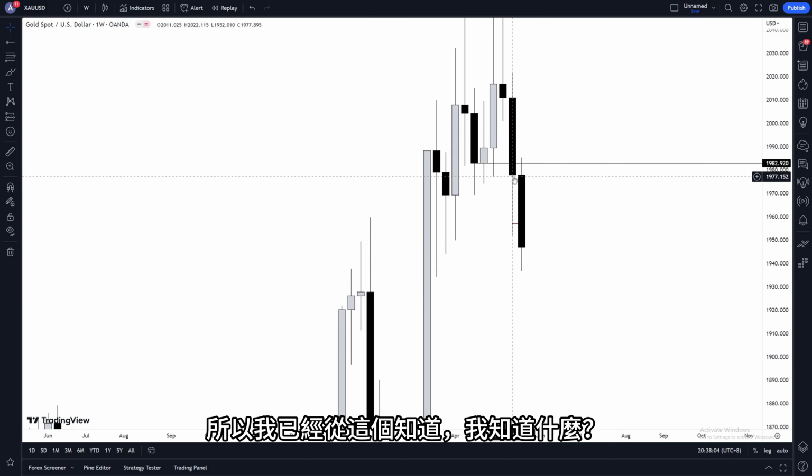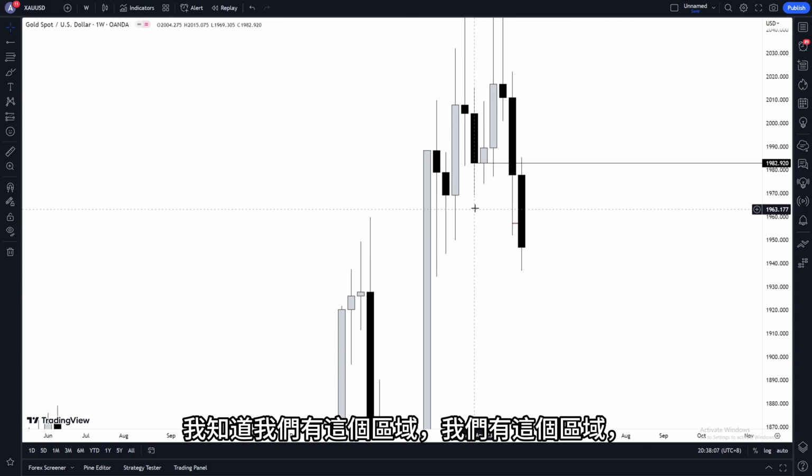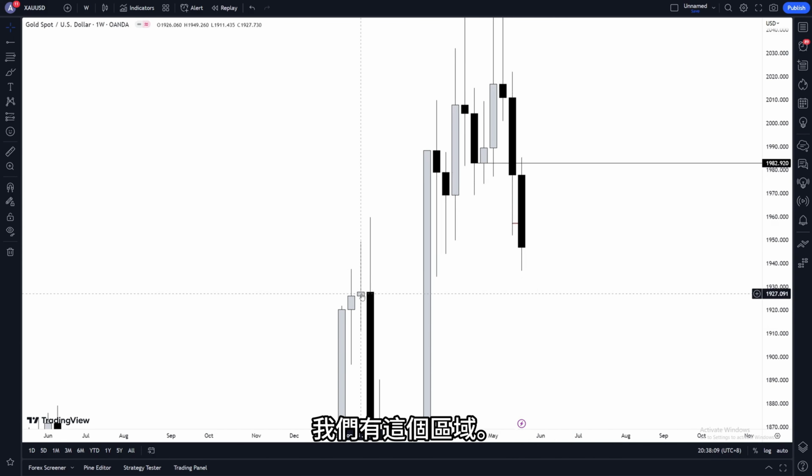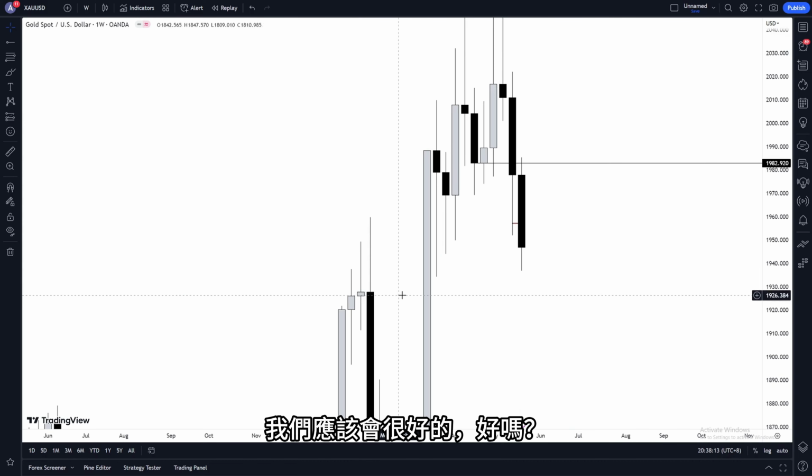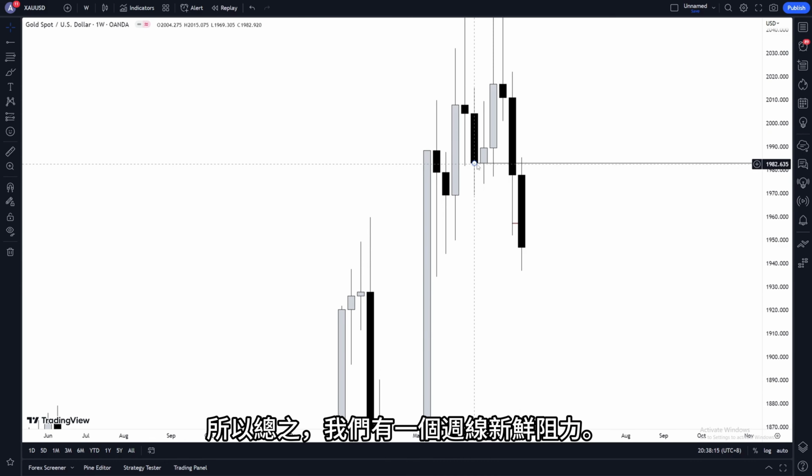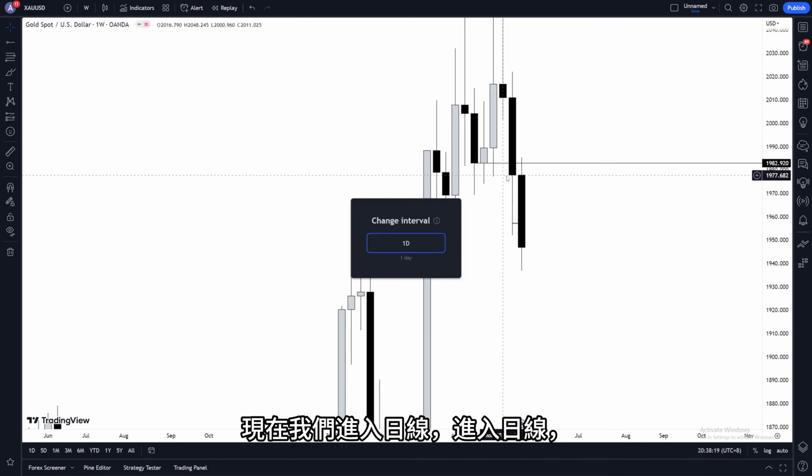So I already know from this, what do I know? I know we have this zone, we have this zone, we have this zone. Just pay attention to these three and I think we should be all right. We should be just okay. All right. So anyway, we had ourselves a weekly fresh resistance. Now we head into the daily.